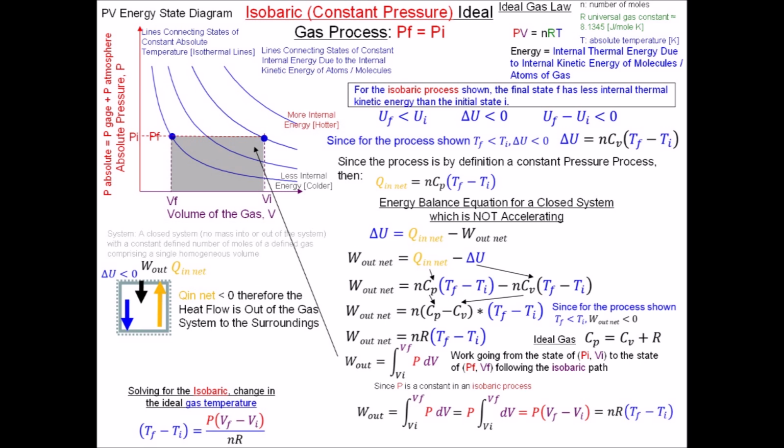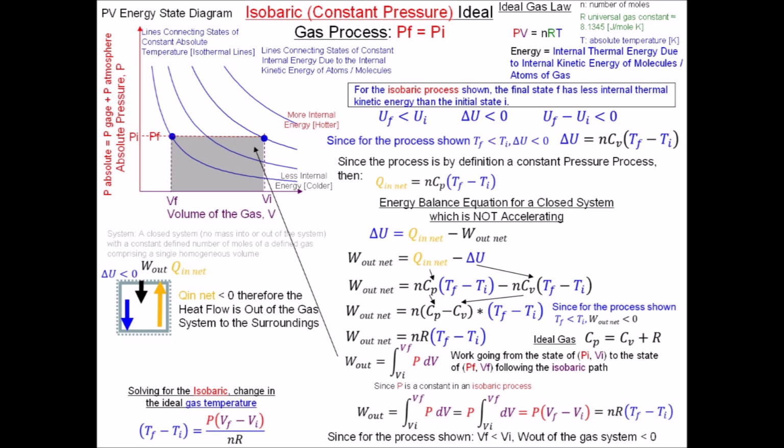And therefore, using the equations with this isobaric constant pressure process, we can see that delta U is proportional to the term N, the number of moles, and the delta T term. We can also see down below that the energy in terms of heat in is also proportional to N, the number of moles, and the same delta T term. And on the bottom, we can see that the work out is also proportional to N times the delta T term. So all three energy terms are proportional to N times the delta T term.